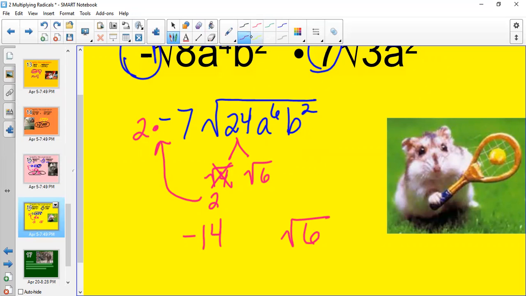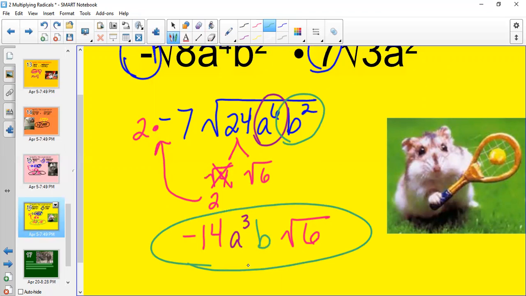All right, let's do our variables here. We have a to the 6. That would give us 3 pairs of a's and nothing left over. B to the 2nd, that would just give us 1 pair. Again, nothing left over, so that would be our final answer. -14, a to the 3rd, b, square root of 6.